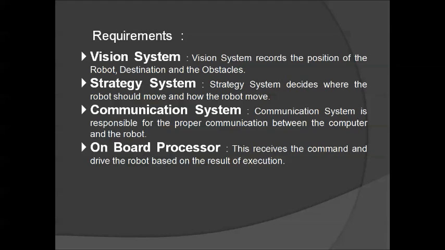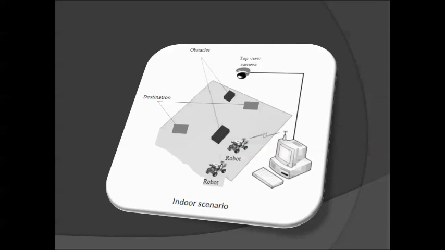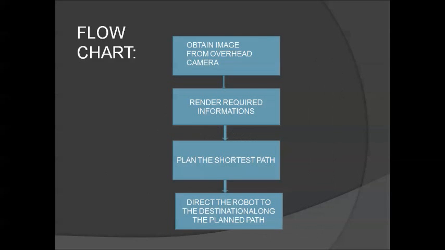But our focus is just on the vision and mainly on the strategy system. And this is how a typical indoor setup will look like. You have the camera as the vision system, your computer, that's the strategy system, and the onboard processor decodes the path planned and sent by the strategy system and drives the robot. And here you have the flowchart.